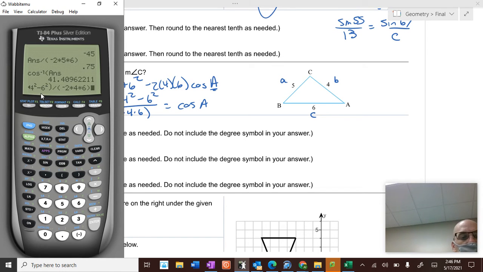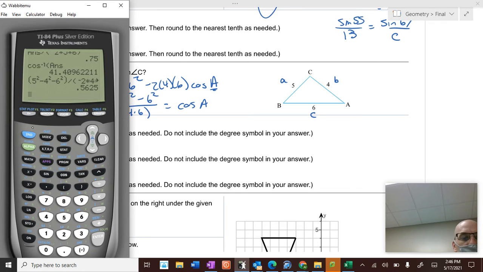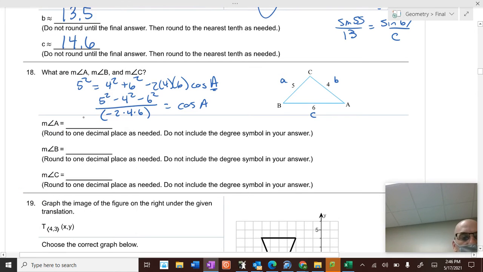So it's 5 squared minus 4 squared minus 6 squared, divided by negative 2 times 4 times 6, which gives you 0.5625. And then you take the inverse cosine of the answer, and it's 55.77 or 56 degrees. Okay, round to one decimal place, so 55.7 or 55.8 actually.